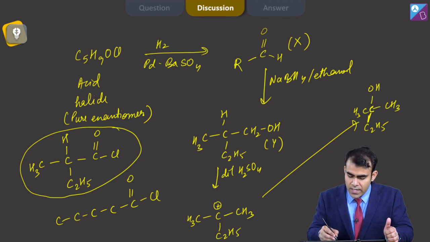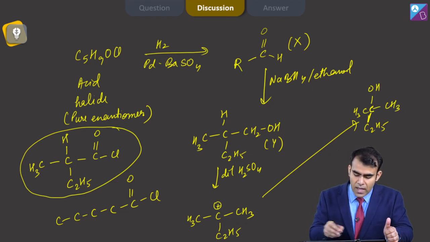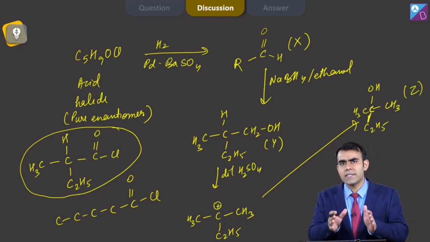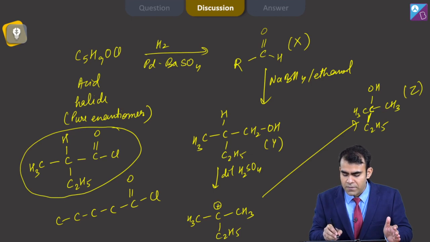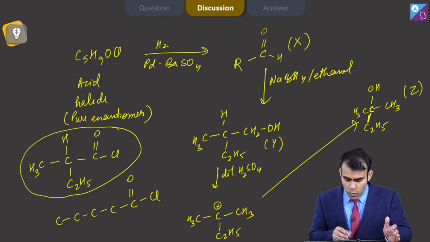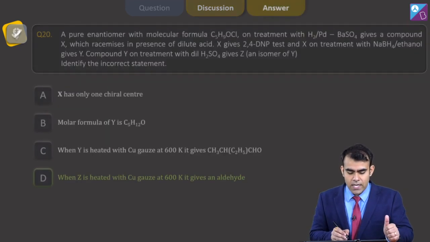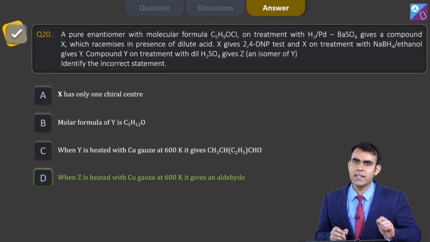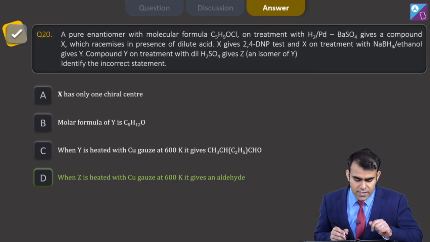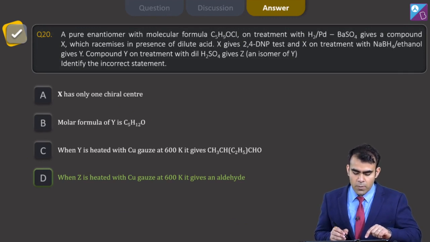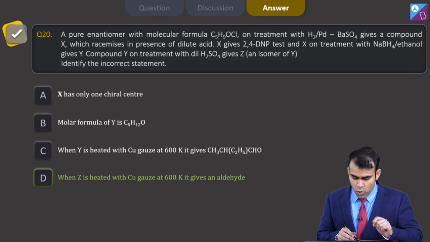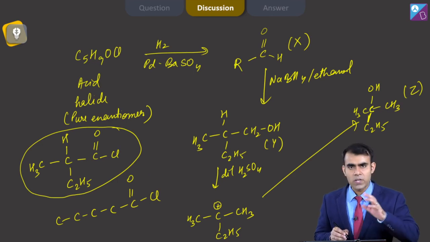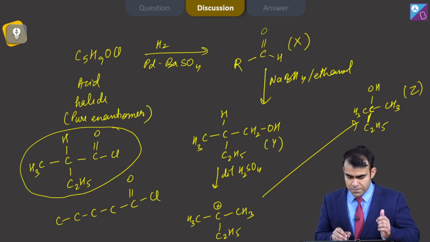And you can see that your Z and Y are isomers of each other, both are having same molecular formula, only difference is the position of my OH group. So the options are here. X has only one chiral center. Yes, X has only one chiral center. We have seen that. Molecular formula of Y is C5H12O. So this is Y is C5H12O. Yes, the DBE is 0.